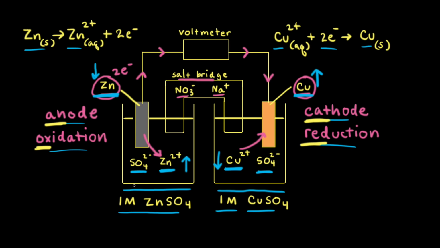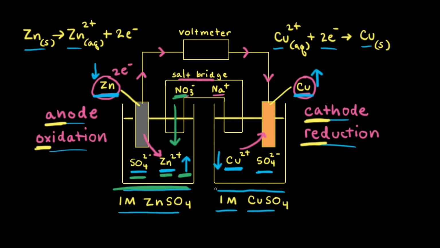Let's start by thinking about the compartment or the half cell on the left. When we started, we had equal concentrations of zinc 2 plus and sulfate anion, so the charges were balanced. However, over time, the concentration of zinc 2 plus ions increases. To balance out the increased positive charge, the negatively charged anion, in this case the nitrate anion, moves from the salt bridge into the half cell on the left.